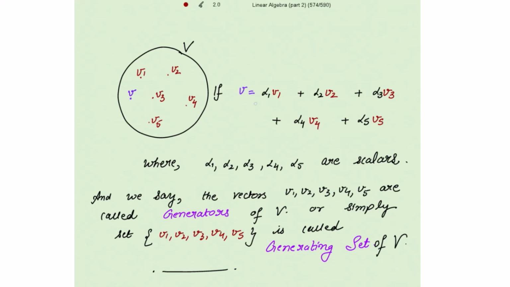So if v is equal to alpha 1 V1 plus alpha 2 V2 plus alpha 3 V3 plus alpha 4 V4 plus alpha 5 V5, where alpha 1, alpha 2, alpha 3, alpha 4, alpha 5 are the scalars, right? If every element of V is a linear combination of all these 5 vectors, then we say that these 5 vectors are the generators of the vector space V. And together this set is known as the generating set of V, right? Okay. Let's start with the assignment 1.